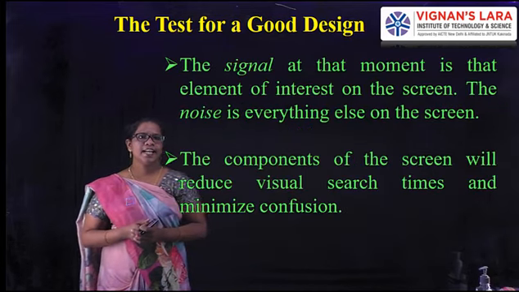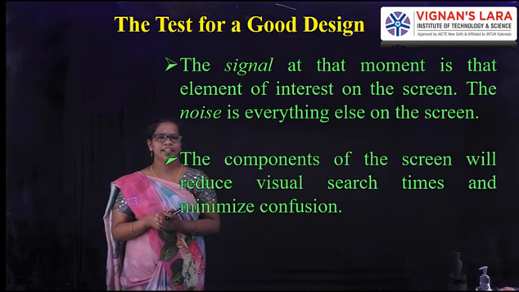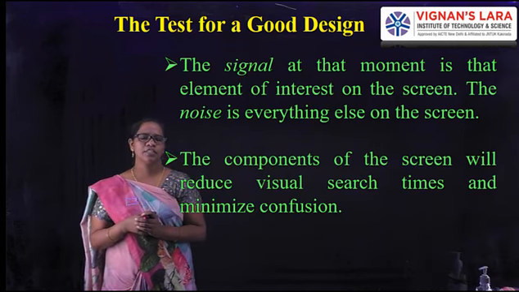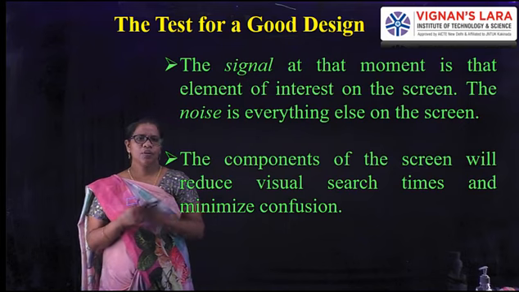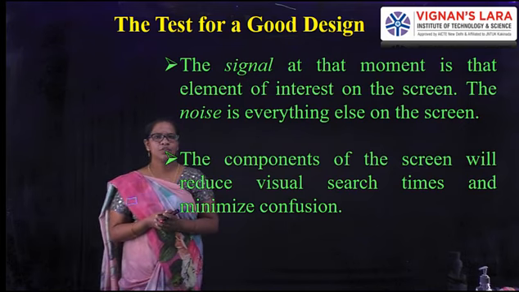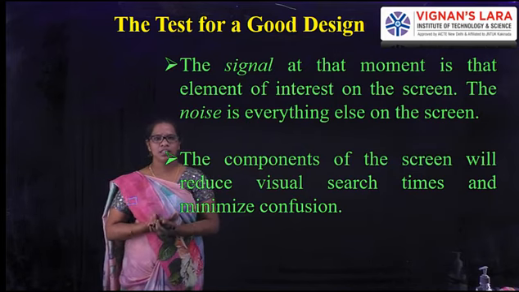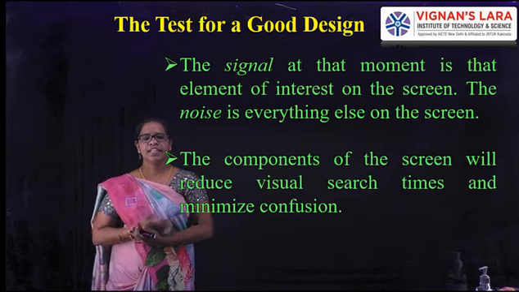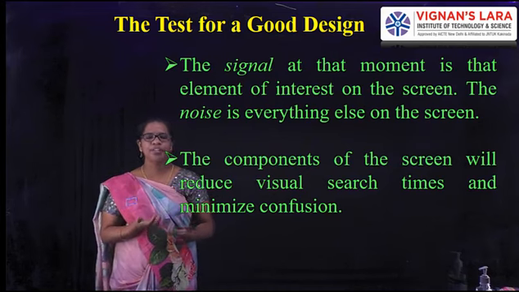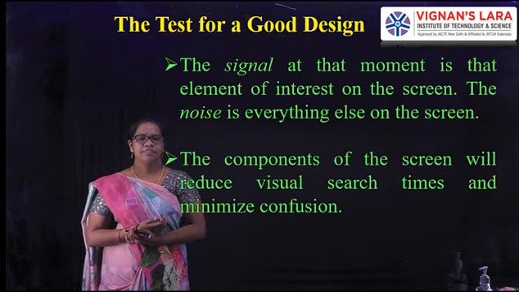The signal at that moment is that element of interest on the screen, and the noise is everything else on the screen. So the fourth point is, the signal at that moment is that element of interest. Signal is nothing but the mouse pointer you are moving. In technological terms, it is termed the mouse pointer. Okay, and the noise is everything else on the screen.